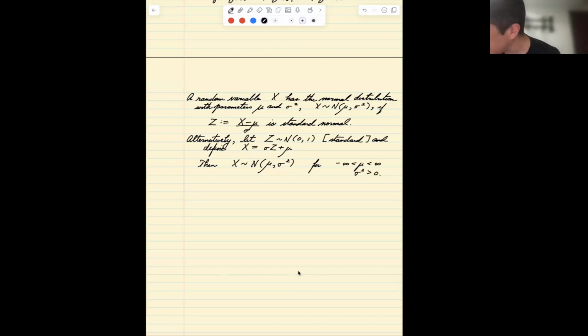So this is called a change in scale and location. We are moving the distribution to be centered around mu, and we're scaling the distribution.